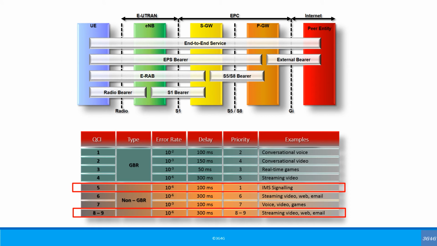Then you have the QCI 5, and this is needed for IMS signaling. So when you have 4G voice calling or VoLTE, you have the IMS signaling. So you have a default bearer for the IMS network, which is the QCI 5. As you can see, it's higher priority than the QCI 8, QCI 9.